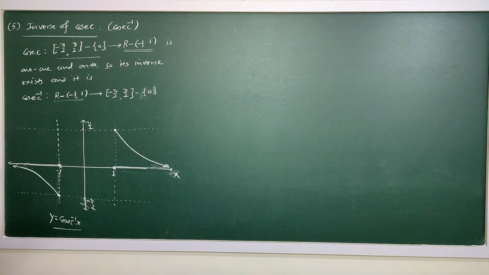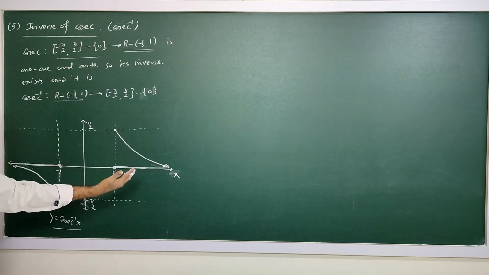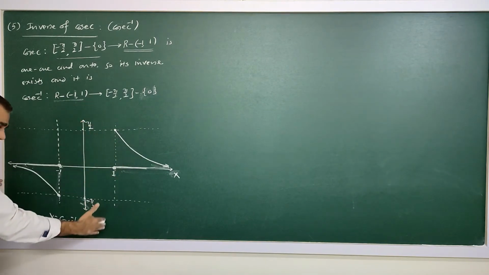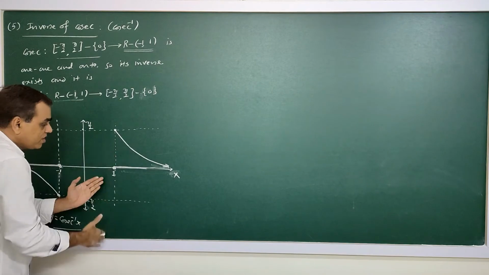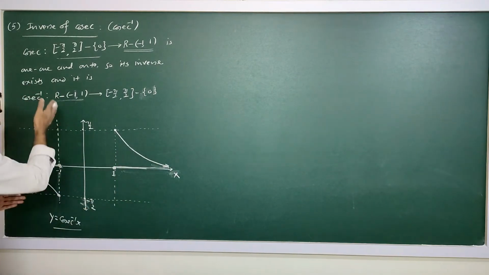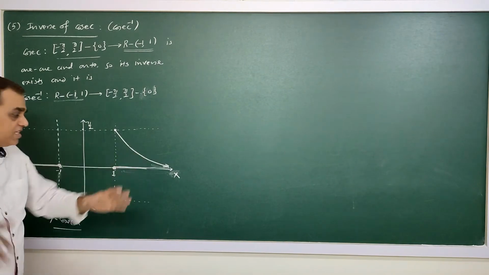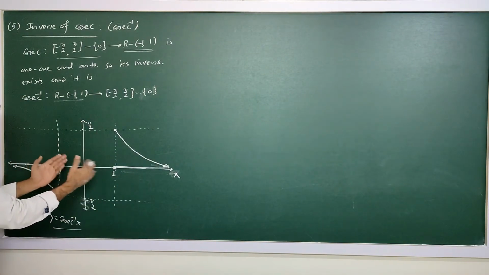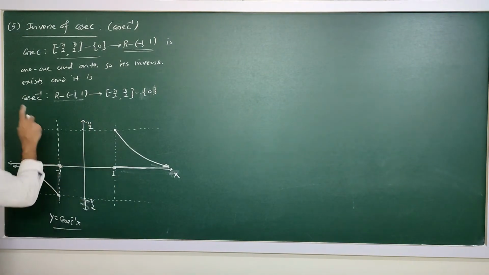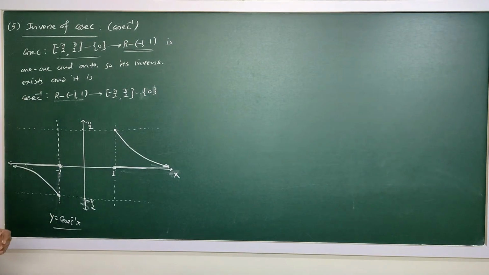The graph is a union of two disjoint curves. One part of the graph is on the right hand side of this vertical line, the other part is on the left hand side of this vertical line. No part of the graph is between these two lines, because between these two numbers cosec inverse is not defined. So this is the graph of cosec inverse x.